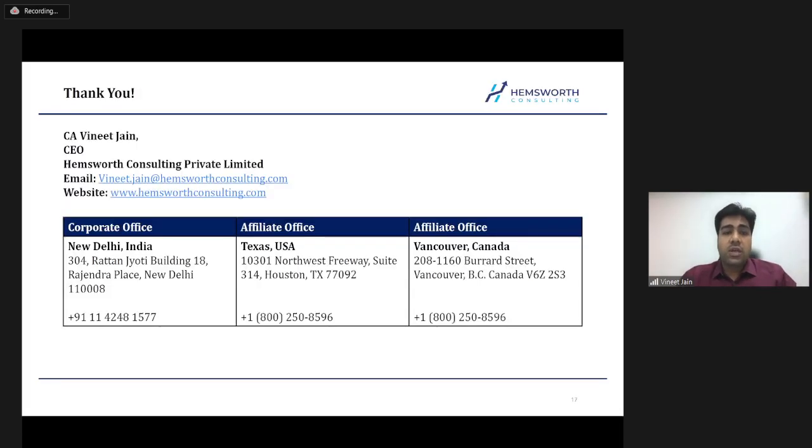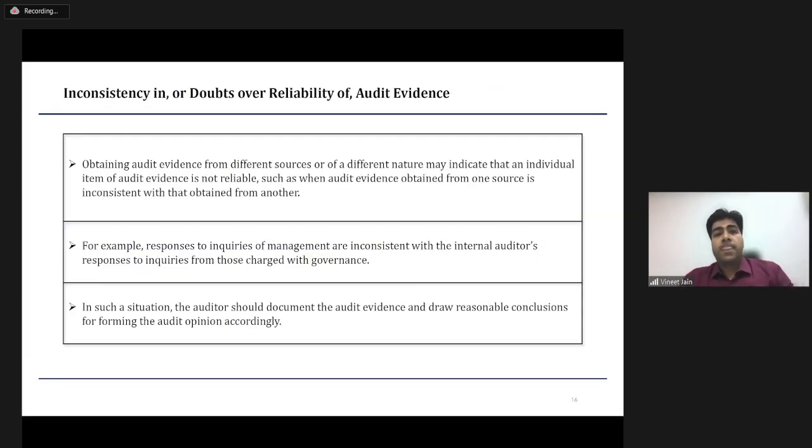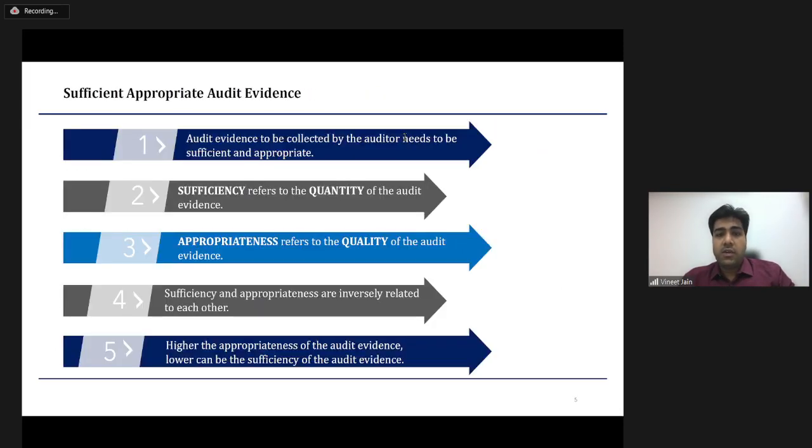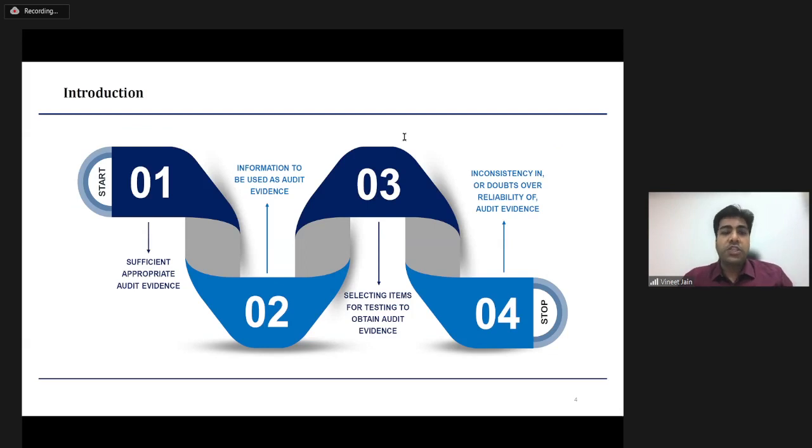So this was majorly about SA 500, where we covered these four concepts of sufficient appropriate audit evidence, wherein we talked about sufficiency and appropriateness, what is sufficient, what is appropriate. Both of them are inversely related with each other. The second aspect is information to be used as audit evidence, wherein we talked about relevance and reliability of the information. That means the audit procedures should be relevant towards the assertions, and the information that we obtain as audit evidence should be reliable.